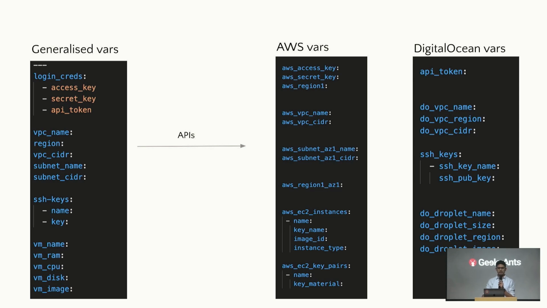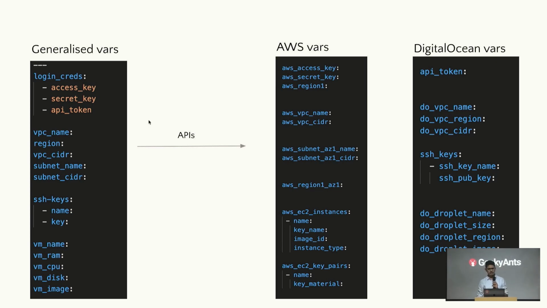What we have in generalized vars are simple login credentials for that particular cloud provider. We take general information like VPC name, which region you want to boot that in, any particular subnet CIDR you want, SSH keys, the VM name, and VM specifications like RAM, CPU, disk, and all those things. We have created a set of infrastructure APIs in which we pass the cloud name, and it goes ahead, takes the information, and creates a var file for us.